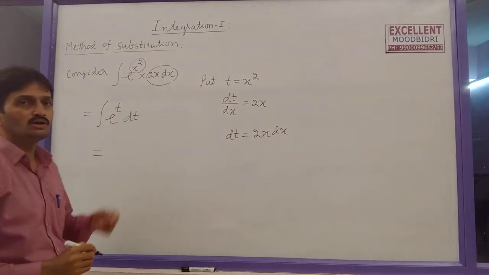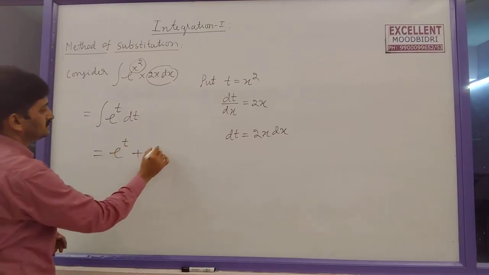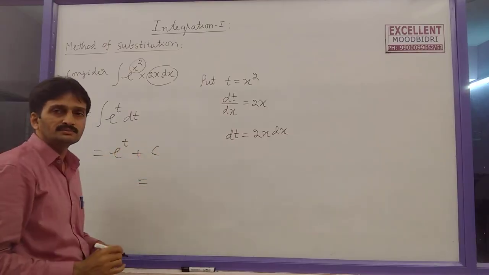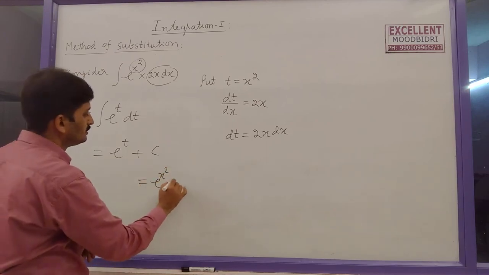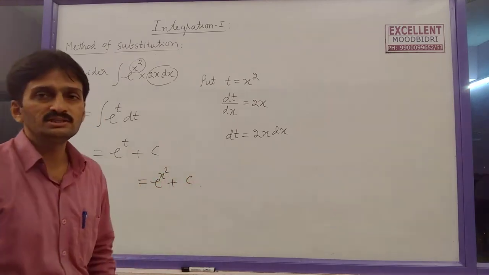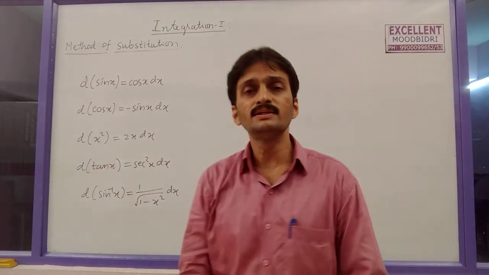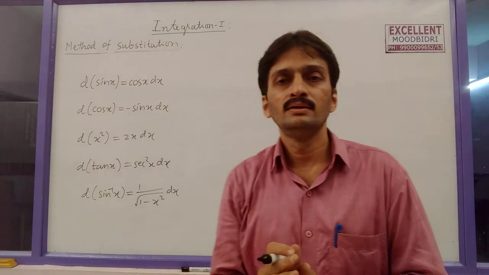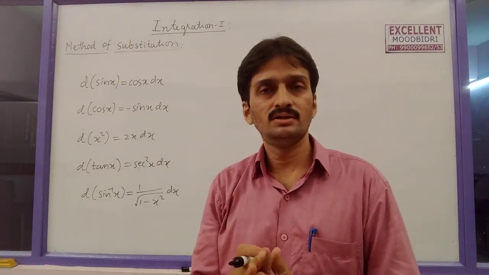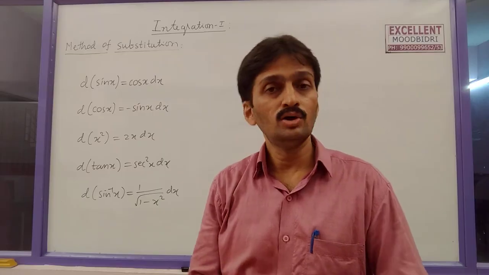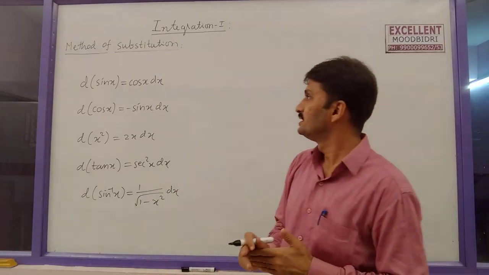Now what is the integration of e power t? e power t only. e power t plus c. Now the last step is substituting back t: e power x square plus c. So this is the method of substitution. Now in this method, in order to save time and avoid substitutions, you should practice. You should remember a few ready-made differentials.